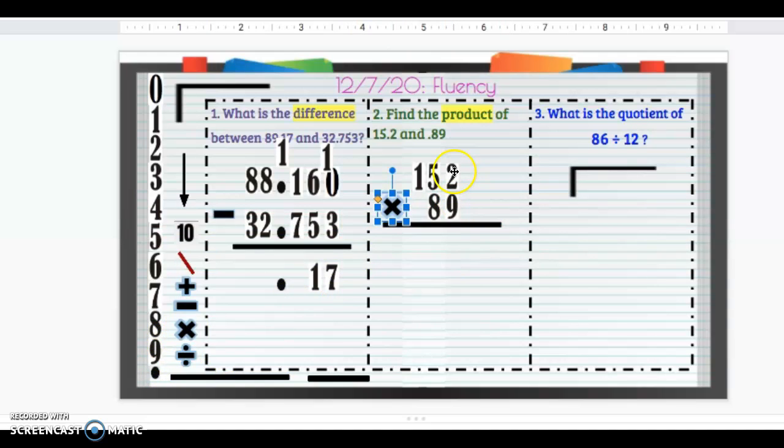Starting with our 9. 9 times 2, 18. 9 times 5 is 45, plus the 1 is 46. 9 times 1, 9. 9 plus 4 is 13. So I put my 3. And since I have nowhere else to put the 1, I put it next to the 3. Well, I'm done with my 9, so I cross out the 9.